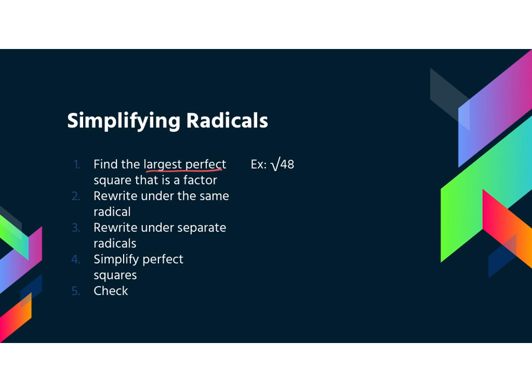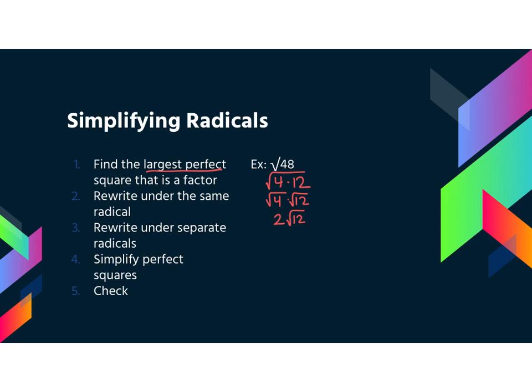So for example, if we're looking at the square root of 48, I know that I can divide 48 by 4. 4 times 12 gets me to 48. And I can now break this up into 2 radicals: the square root of 4 times the square root of 12. I know the square root of 4 is 2, so we have 2 square roots of 12.